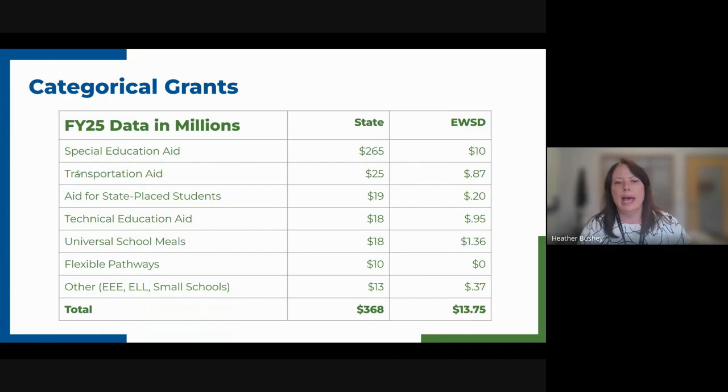Okay. We also have state placed students, which I talked about already. Sorry, I thought it was included in special ed, but I have it called out separately here. And we're starting to get into smaller numbers here. We get technical education aid, universal school meals, flexible pathways, which we don't get any of those funds, and then some other small EEE funding. We don't get small schools, but that is in the state number there, the 13 million. So in total, our categorical grants for Essex Westford are 13.75 million out of a total state amount of 368 million.